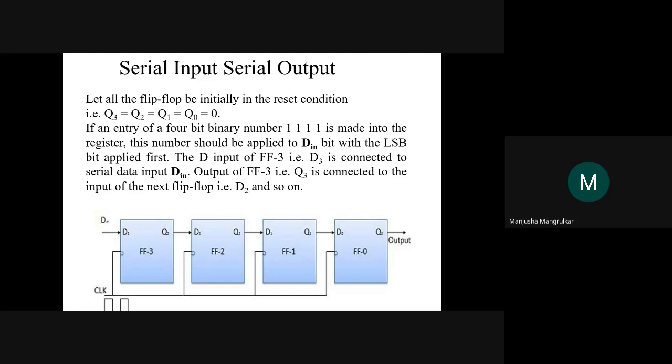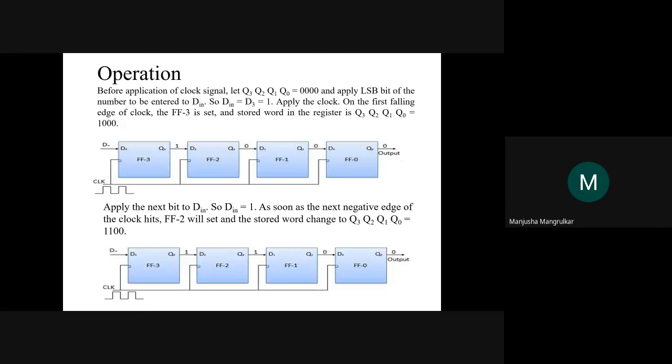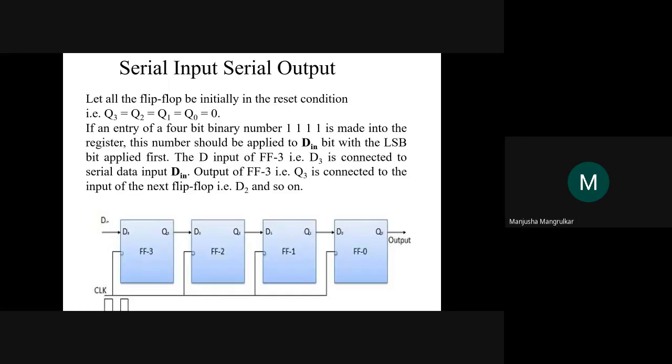The D flip-flop of FF3, D3, is connected to the data D in. The output of flip-flop 3, Q3, is connected to the input D2 of the next flip-flop. Q2 is connected to D1, Q1 is connected to D0, and Q0 is the serial output, and so on.